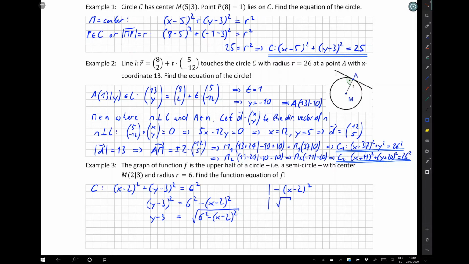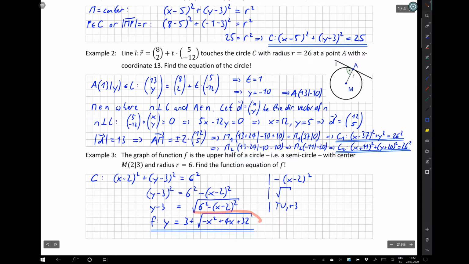Now, if we don't do plus and minus, we have only plus here, which means we get only the upper part of the circle. We get only that when the y minus 3 is positive. For the y minus 3 negative, we would get the lower part of the semicircle. We only want the upper part, so we leave away the minus. Last step, let us add 3 here and expand this expression in the root, and we get this here as the function equation for f.